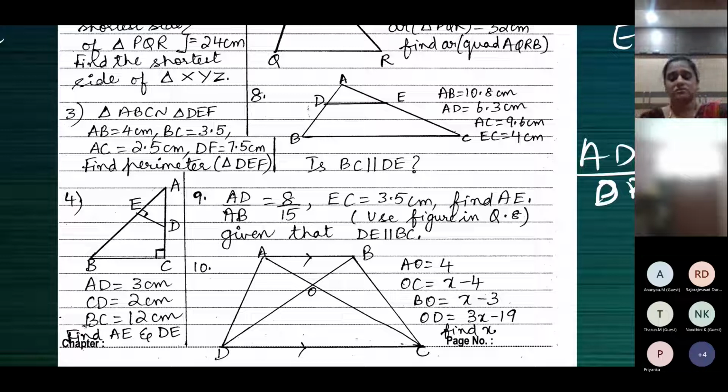How will you find x, children? Ma'am, if we prove triangle AOB and DOC are similar, we can say that AO by OC is equal to DO by OB, so they are proportional. No. AO by OC is equal to what? AO by OC is equal to OB by OD.